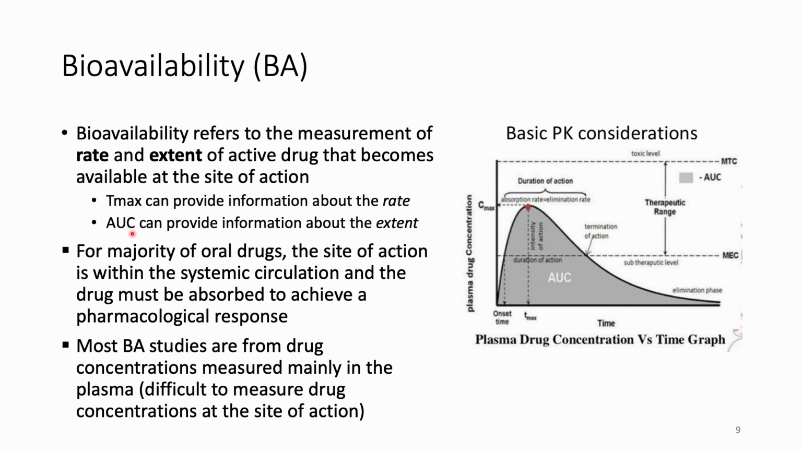AUC, or area under the curve, provides information about the extent, that means how much of the drug is absorbed. For the majority of oral drugs, the site of action is within the systemic circulation, and the drug must be absorbed to achieve a pharmacological response. Most bioavailability studies use drug concentration measured mainly in the plasma, because it is very difficult to measure the drug concentration at the site of action.